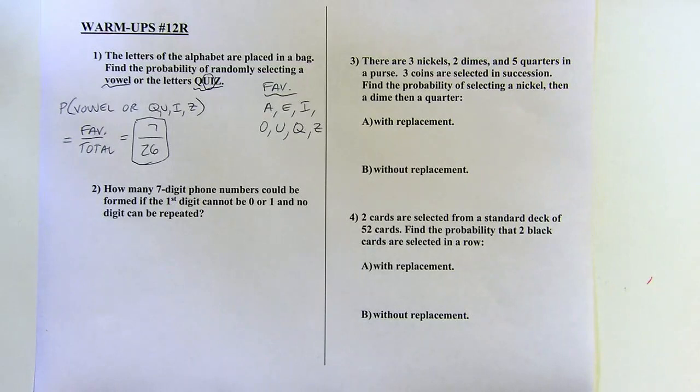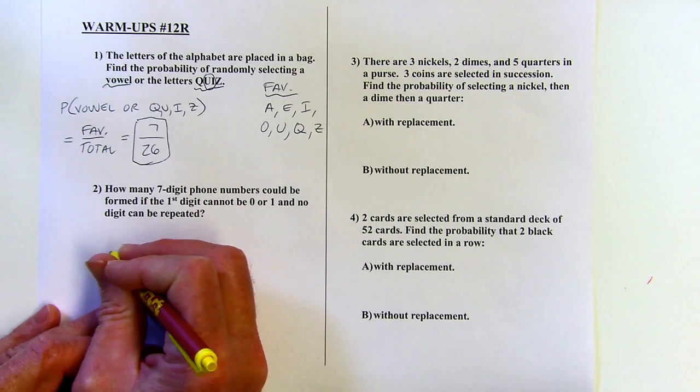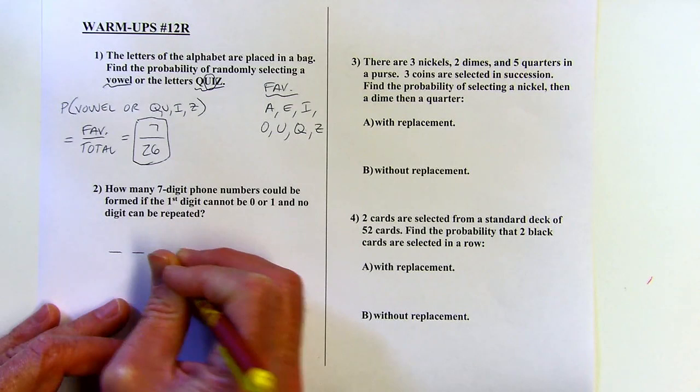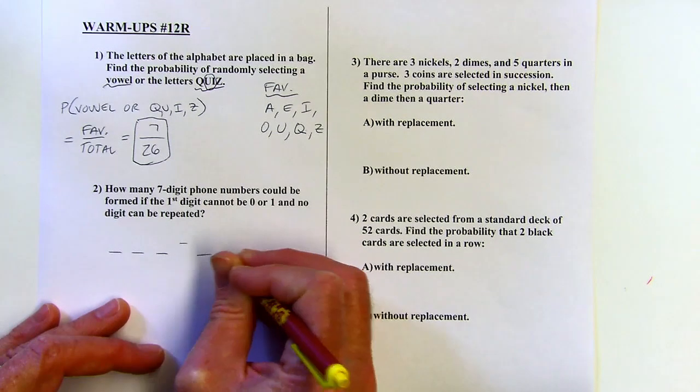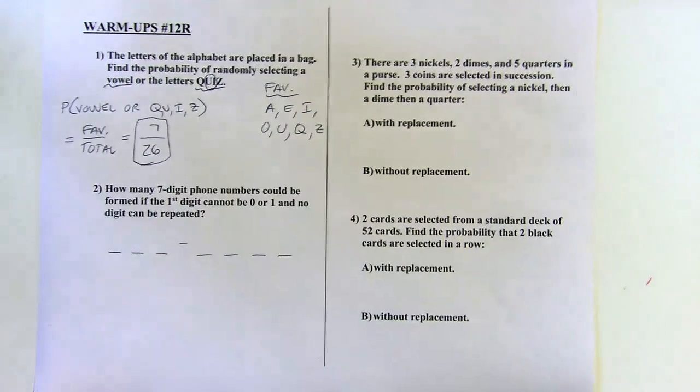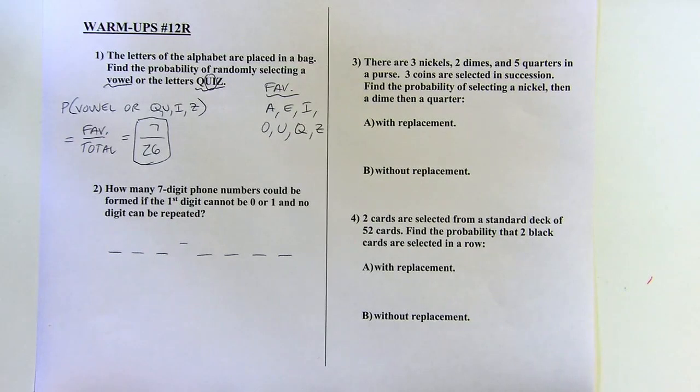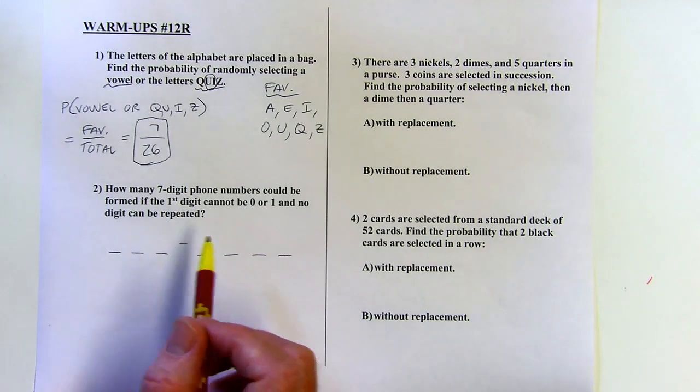Okay. All right, next up: how many 7-digit phone numbers could be formed if the first digit cannot be 0 or 1? We've got a 7-digit phone number, so I'm going to set up some blanks here, with a little dash like it's usually set up. I'm just going to use the fundamental counting principle here. I'm going to think how many different digits could go in each slot.